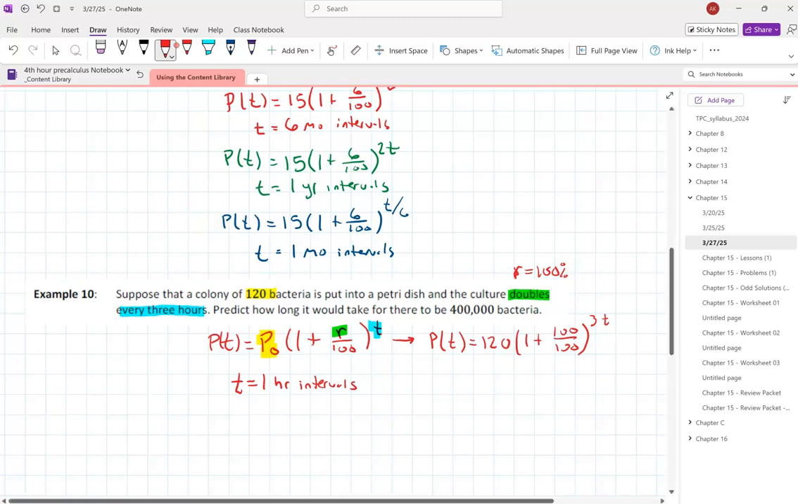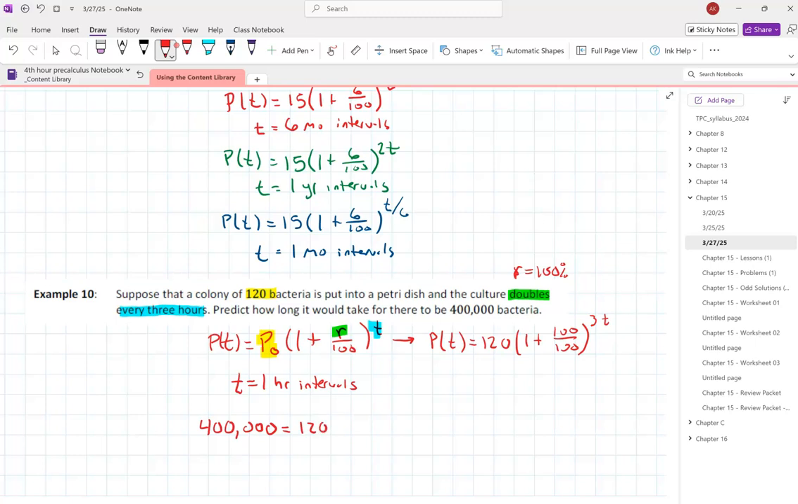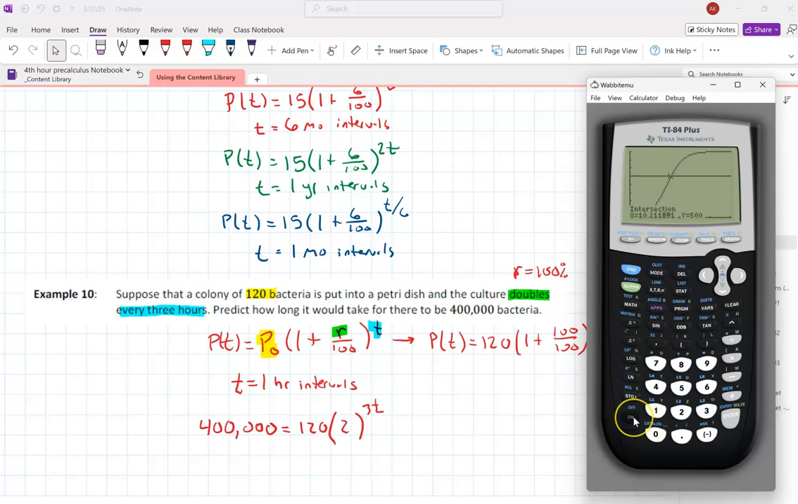Now for step 2, I'm just going to plug the 400,000 into P of t and solve for t. I'm just going to make that 1 plus 100 over 100 is 2. There's the 2 for the doubling also. So that's the equation I'm going to solve. Still don't have the algebraic tools to do that yet. We will, but not yet. So we're just going to take it to our calculator and plug it in.